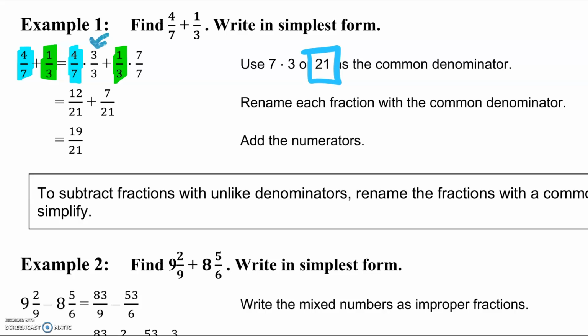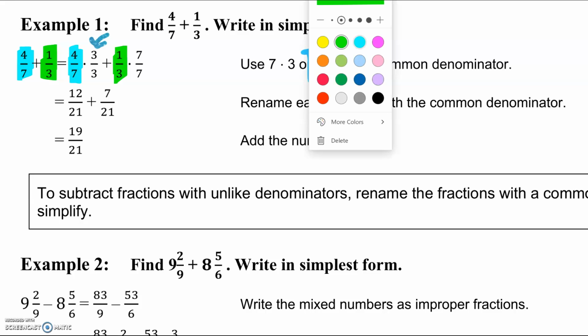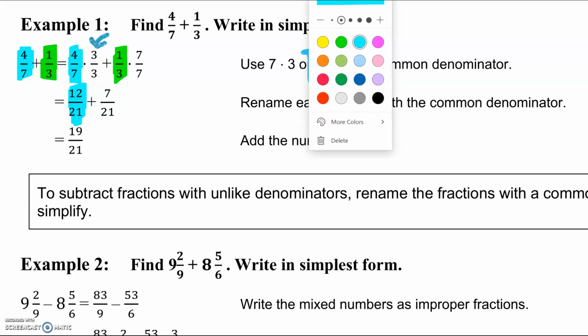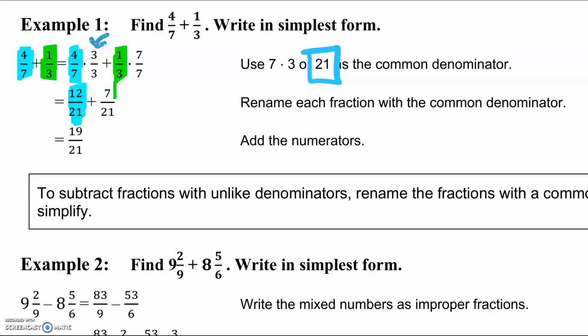And then we did the same thing for this second one. So this second one here became 1/3, we multiplied it times 7/7 because 3 times 7 gives us 21. And that way we have common denominators. Once you have the common denominators, once you've renamed your fractions, now you just add the numerators and you're basically done. So 12 plus 7 give us 19, and then over 21 is our answer.